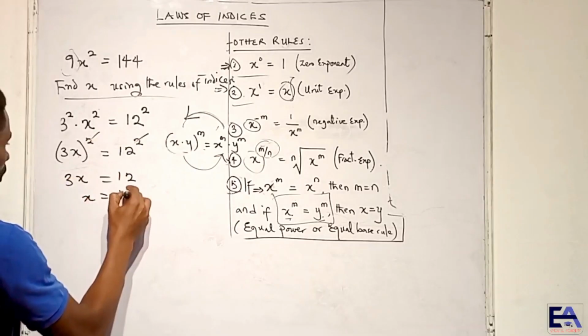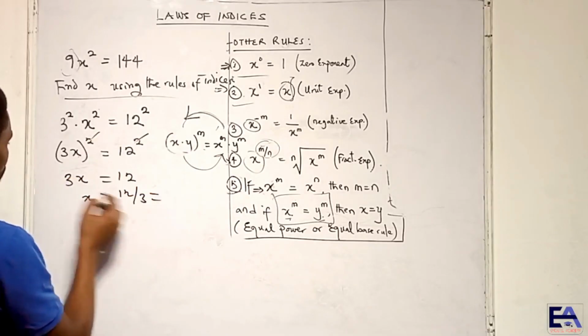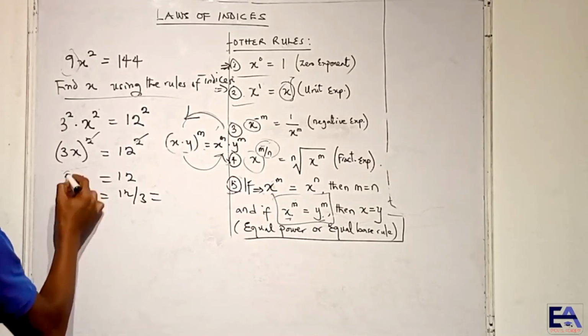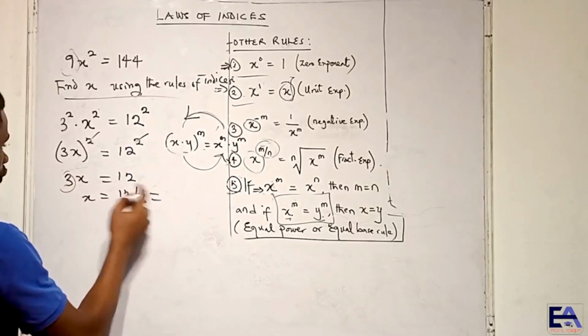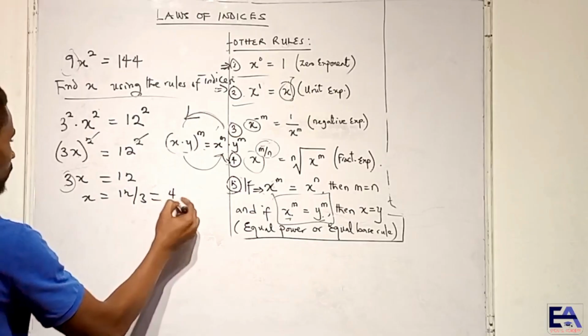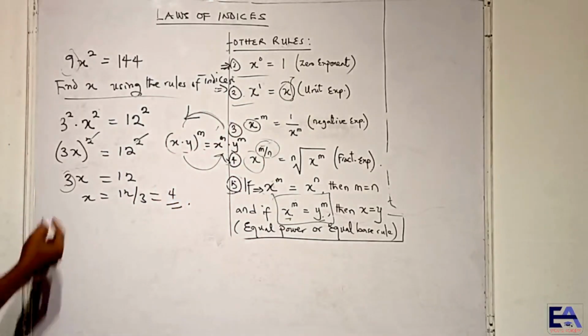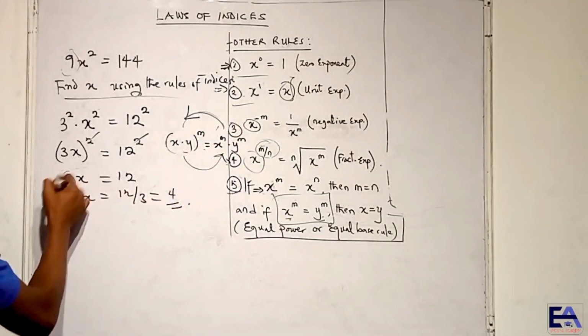So x is equal to 12 divided by 3. And 3 and x we're multiplying, so by the time 3 goes to the other side, it goes as division. So x is equal to 12 divided by 3, and then that is 4. Okay? Or you can just say divide both sides by 3, just to eliminate it.